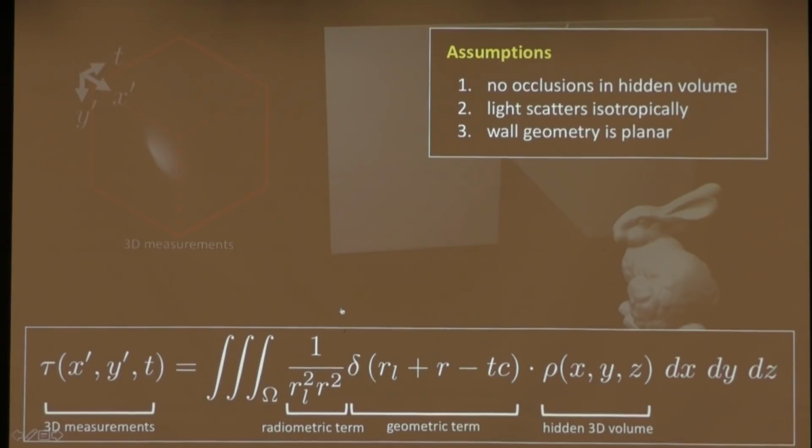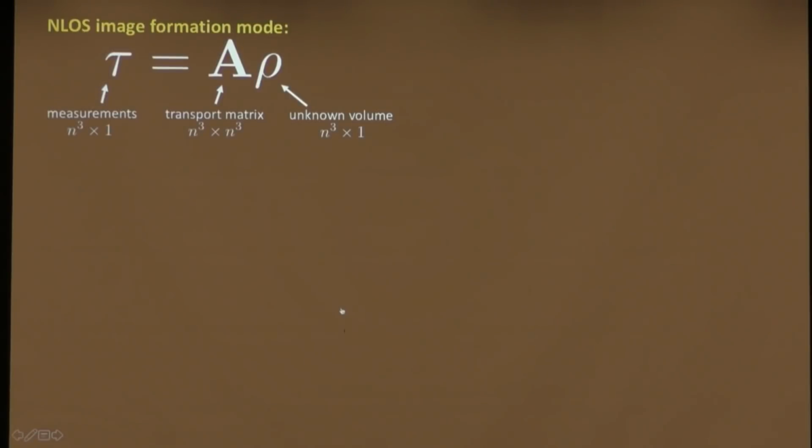Now, if we make these assumptions and express the image formation model as follows, we can actually discretize this because it's a linear system. That is, we can discretize our measurements, tau, that's what we capture, discretize the volume that we're trying to reconstruct, and we relate the two by matrix A. So all you need to do to solve this non-line-of-sight problem is solve a linear system. Right? I give you tau, I give you A, and all you need to do is invert A to recover the hidden image of the scene. Great, right? There's a big problem, though. The problem is that A is typically extremely large. So imagine this.